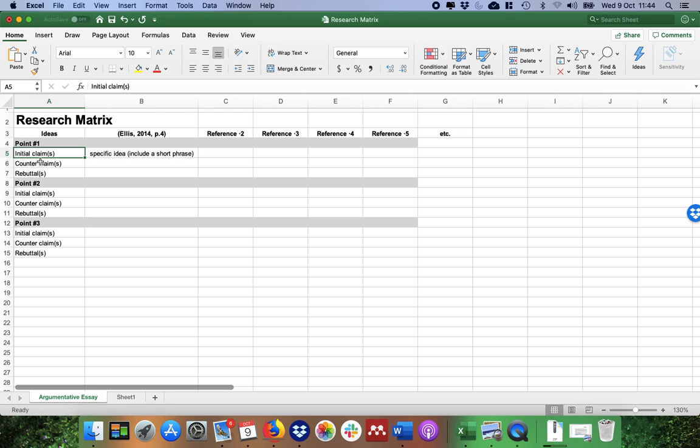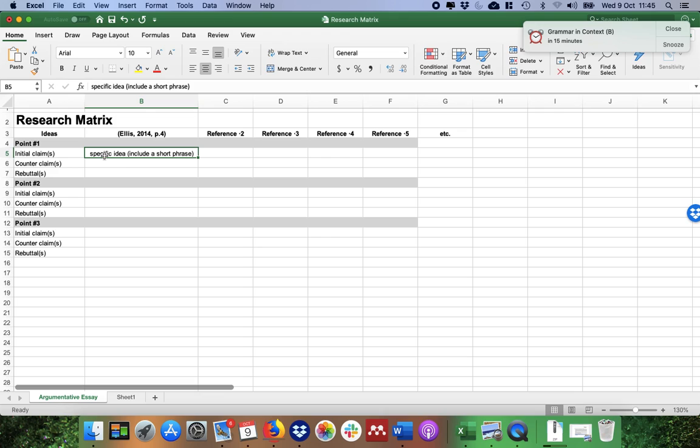Now notice that I have here initial claim, counterclaim, and rebuttal. That doesn't necessarily mean that you're going to have all three for each point. At the end of the day, you need to have all three arguments throughout your overall argument. But it's not necessary that you mention in your body paragraphs all three for each point. Each point is going to represent a paragraph since we're working on a 5-paragraph essay for this assignment. But again, I would set up your matrix like this for your argumentative essay, making sure that you find evidence and support for each of the claims.